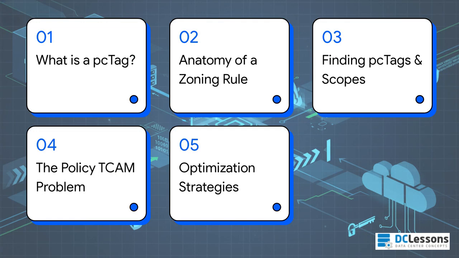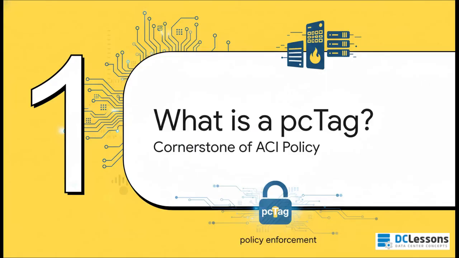All right, so here's our game plan. First, we'll nail down exactly what a pcTag is. Then we're going to dissect something called a zoning rule to see how these tags are actually used in the real world. After that, we'll get practical and I'll show you how to find these tags and their scopes using both the GUI and the CLI. And finally, and this is super important, we're going to talk about a critical real-world problem, policy TCAM exhaustion, and look at some key strategies to make sure you never run into it. Okay, let's get right into it.